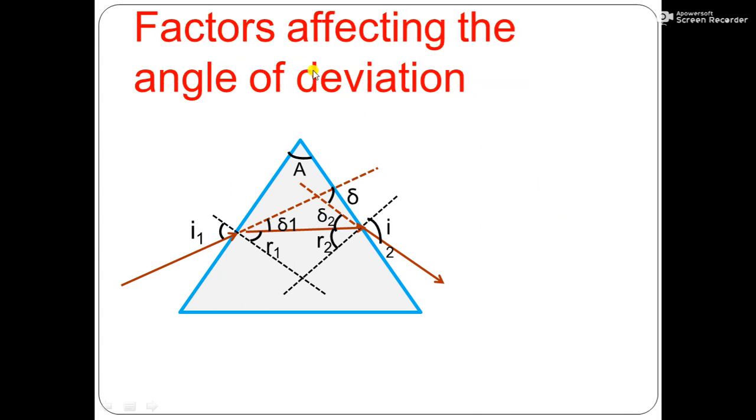Next, we are going to discuss factors affecting the angle of deviation.